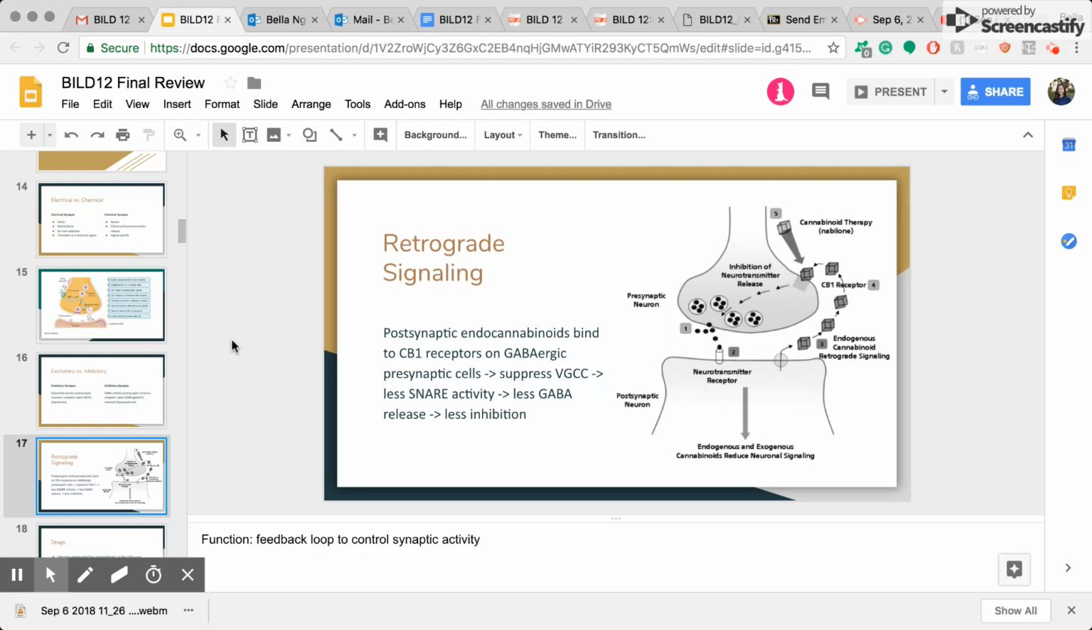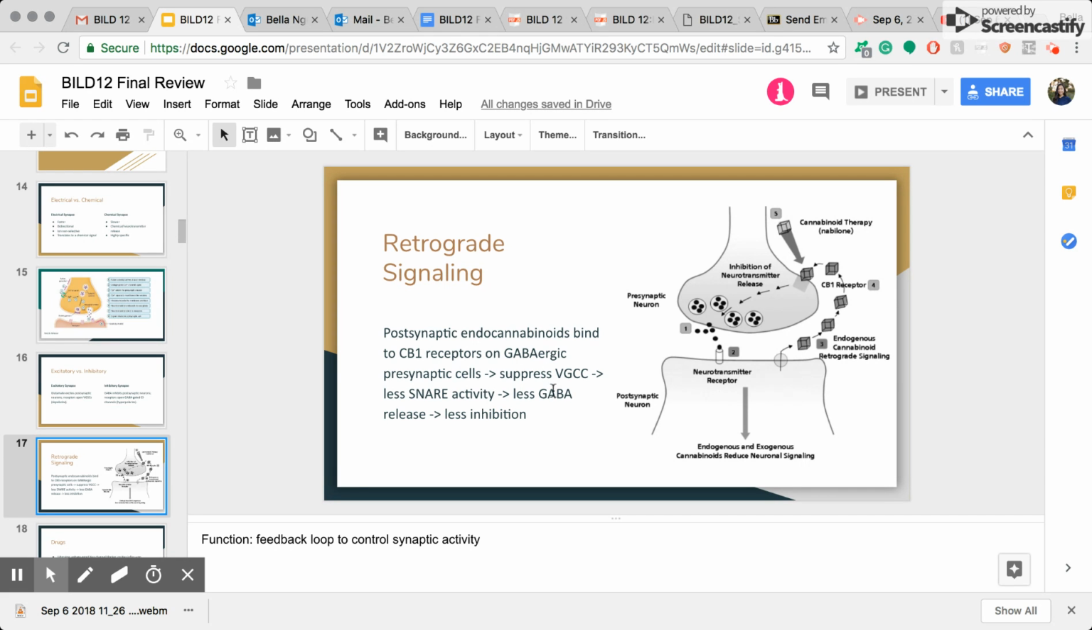Okay, retrograde signaling. Retrograde signaling is very specific to GABA and endocannabinoids. The process is as follows: the endocannabinoids go from the postsynaptic end, this time, to the presynaptic end. They bind to the CB1 receptor, which suppresses the voltage-gated calcium channel, and once it suppresses that, you don't have that influx of calcium anymore, which means it doesn't bind to the V snares. That prevents this whole fusion process, and if there's no fusion, there's no neurotransmitter release.